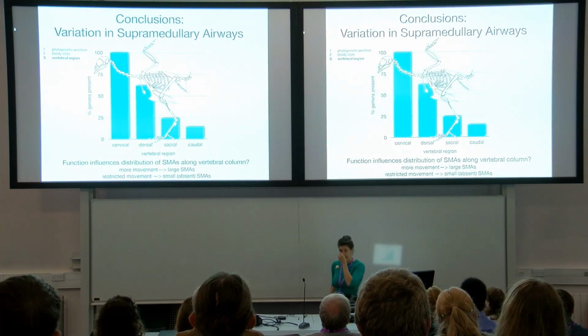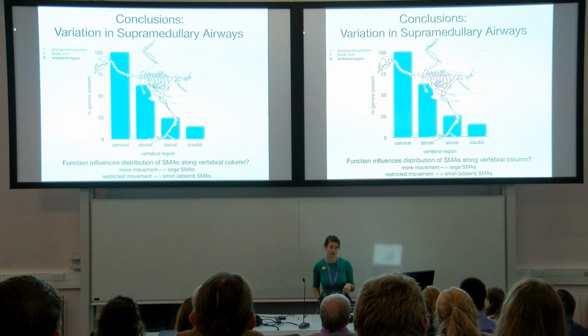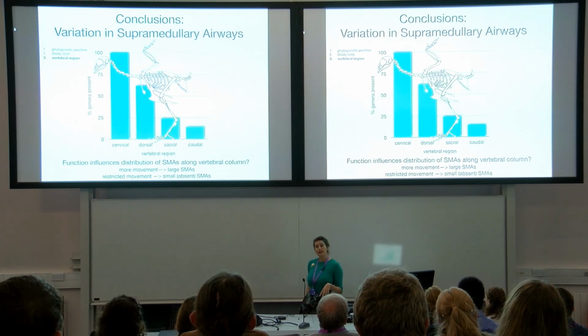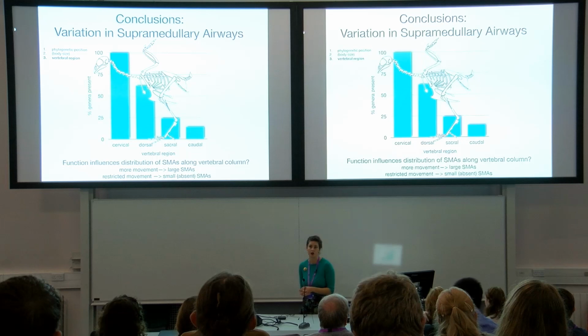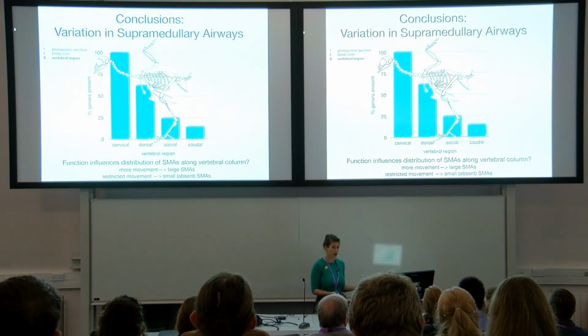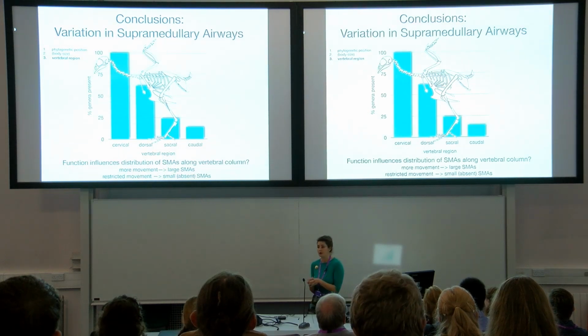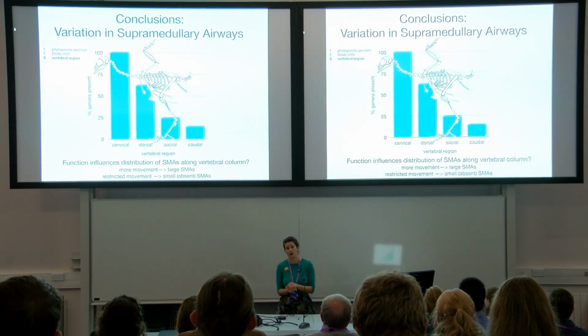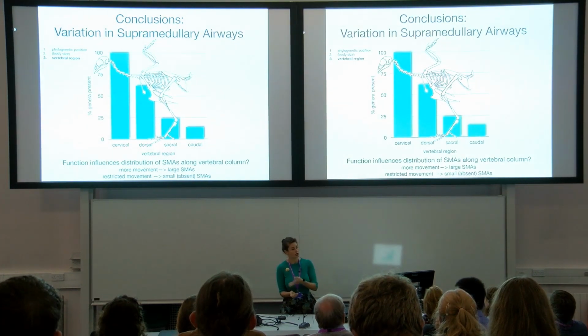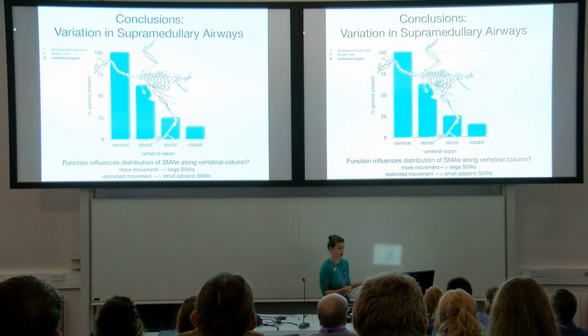And vertebral region is a very strong explanatory variable, helping us understand the presence and absence and also relative size of these structures. Right now, we hypothesize this might be related to movement and function in that sense. So in areas of the vertebral column where we're getting lots of movement, in this case, the cervical vertebrae, we think maybe these supramedullary airways are a sort of cushion for the spinal cord as it's getting jostled around during all of that movement. And in more rigid portions of the body, they are less large and in some cases completely absent.